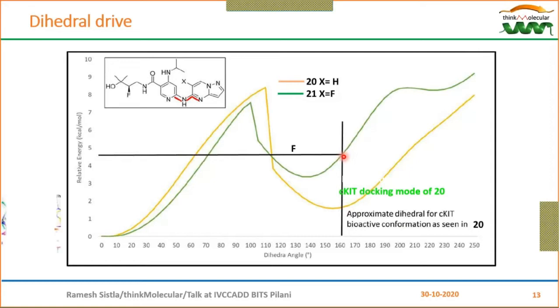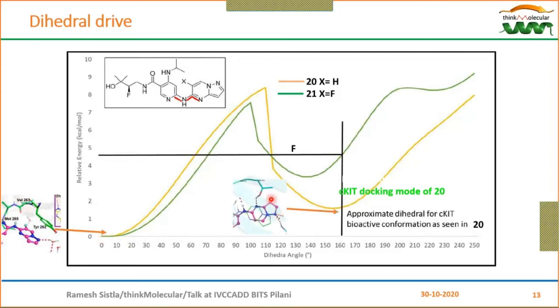Now, what happens? Your IRAK4 binding mode rests here. That's where the lowest energy is, and that's the low energy conformation as well as the bioactive conformation. If you took 20, the cKIT binding mode of 20 rested here, only about 1.5 kcal per mole. This difference in energy was funded by the threonine gatekeeper interaction. If you took the fluorinated version of that, the low energy went there.